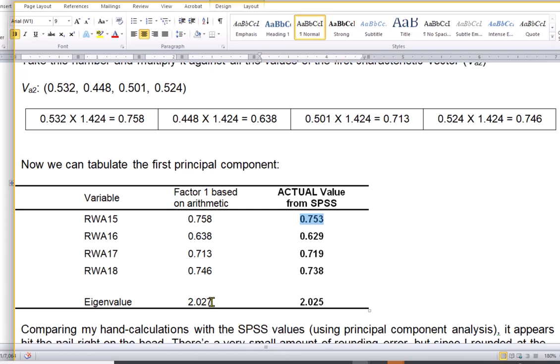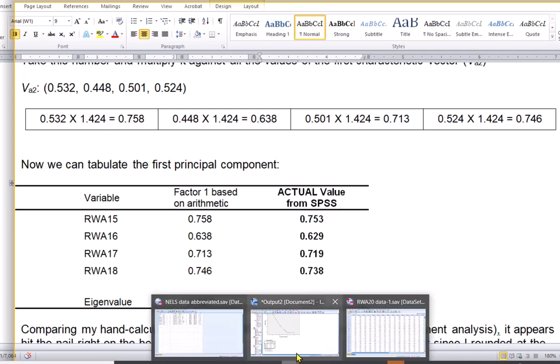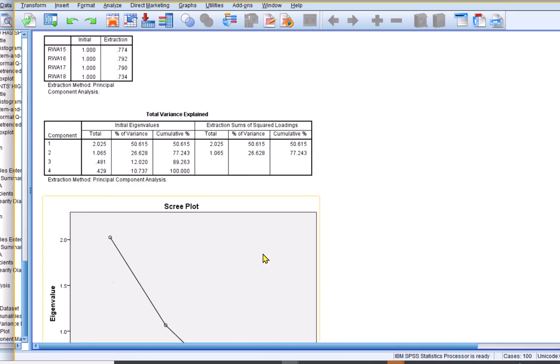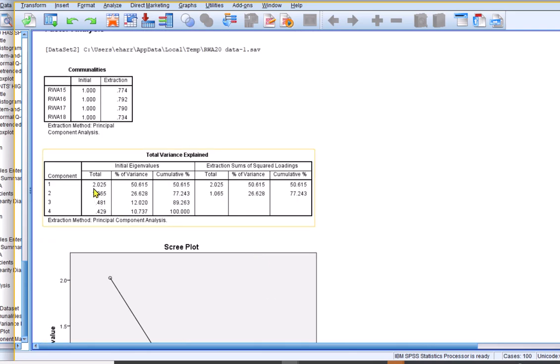And then the other thing is the eigenvalue 2.207. So let's go back to the output, scroll back up a little bit, and SPSS tells me that the output is 2.025, and I computed by hand 2.027. The other thing to point out here is the first factor. The eigenvalue identifies the first factor. The first factor explains 50.615% of the variance of the correlation matrix.